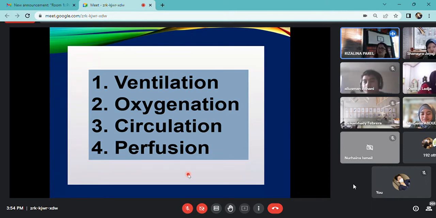Oxygenation, of course, is yung ability to take in oxygen from the lungs to the red blood cells, and from the red blood cells to the tissues and to the different organ system. Okay? And number 3, of course, is yung circulation. So sa circulation, ina-assess natin yung movement ng blood through the heart and the blood vessels.